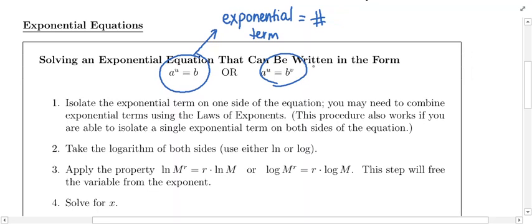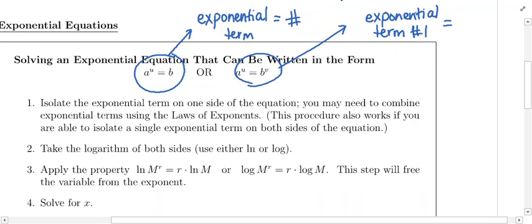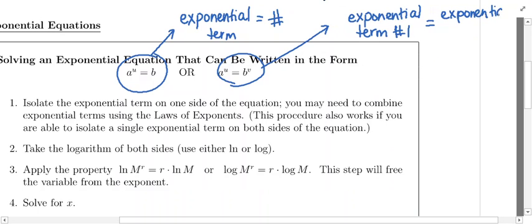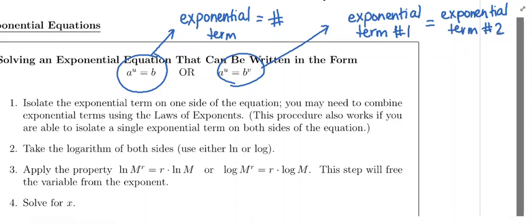Or if it's written in this format, you can make it look like exponential term number one. You've got something with an exponential piece, and you can isolate it on one side of the equation, and on the other side you also have an exponential term. It's just a different exponential term, so I'll call it exponential term number 2. Remember, if it's exponential, that's the piece that has the variable as part of the power.